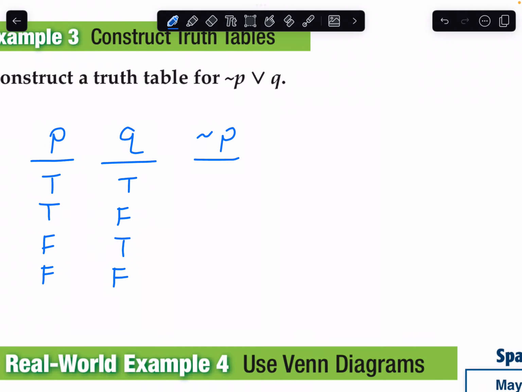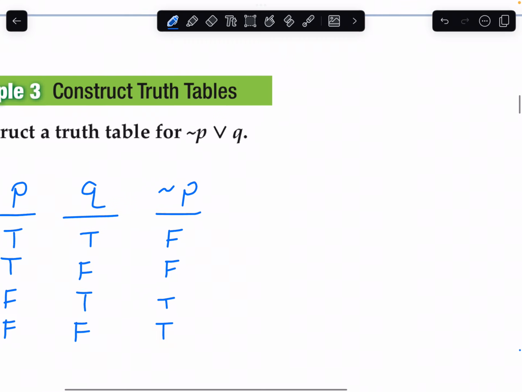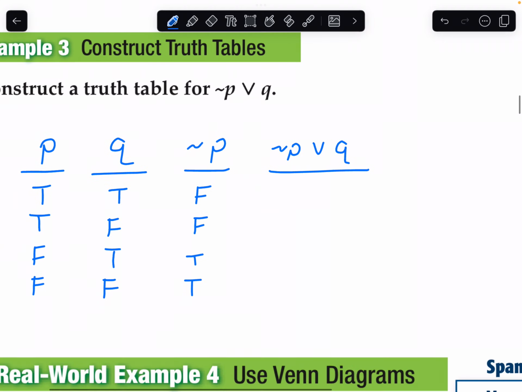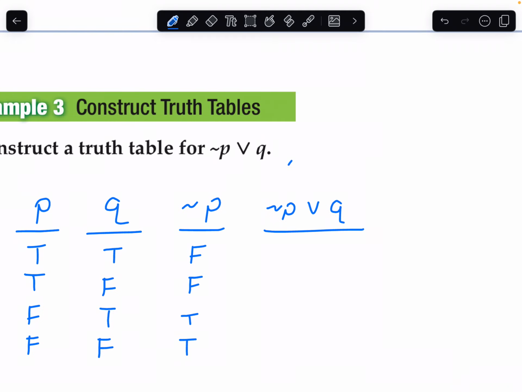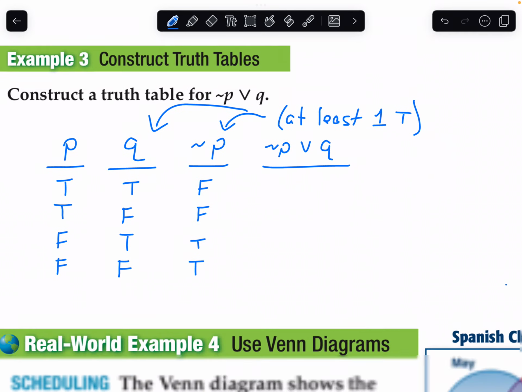So we're just going to copy the column P and reverse all of them. If P was true, well, now it's false. And if it was false, then now it is true. So now when we look at not P or Q, what we're going to do is check, do I have at least one T among these two columns.